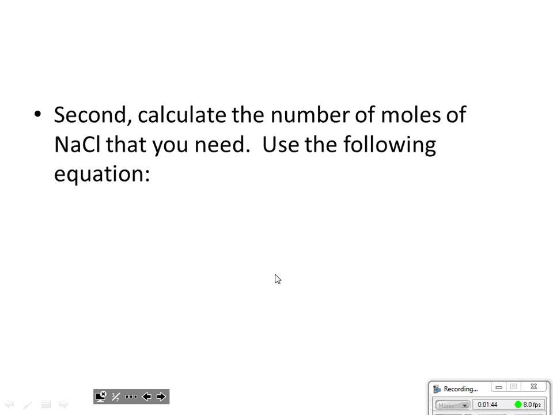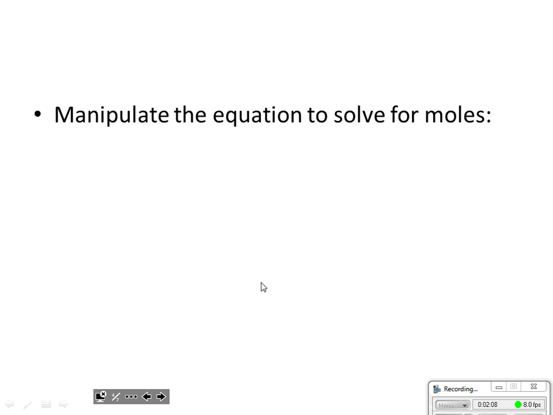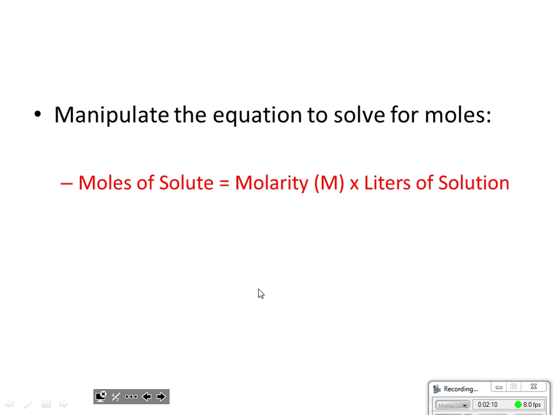Our next step is that we need to calculate the number of moles that we need, and we use the following equation. Molarity equals moles of solute over liters of solution. By manipulating this equation, we can get the following equation. Moles of solute is equal to the molarity of the solution times the liters of solution.